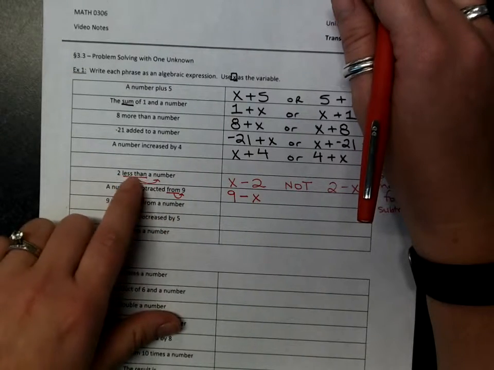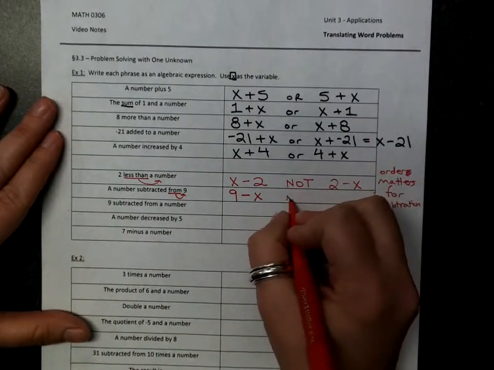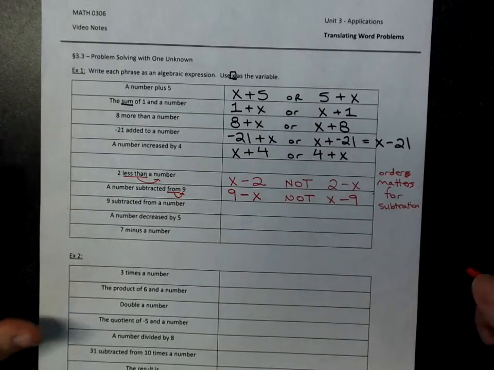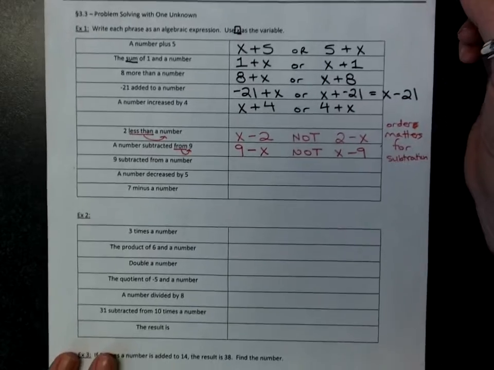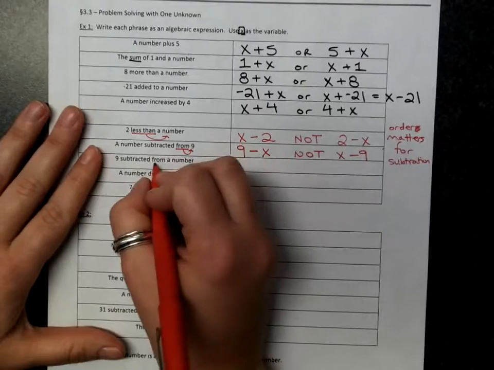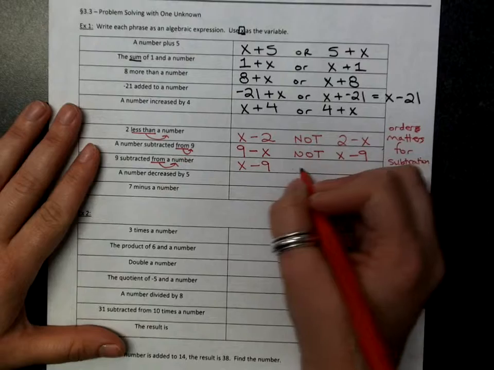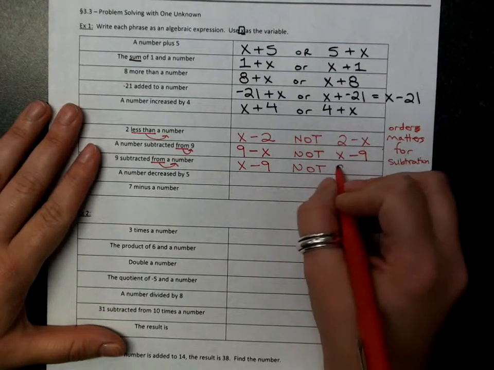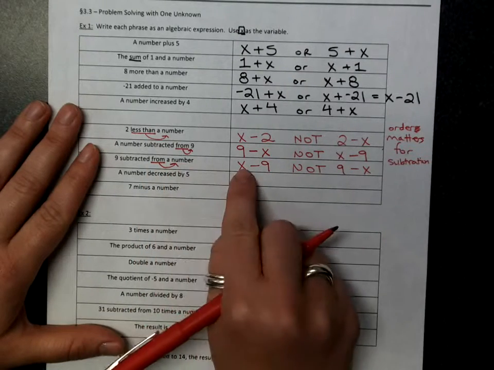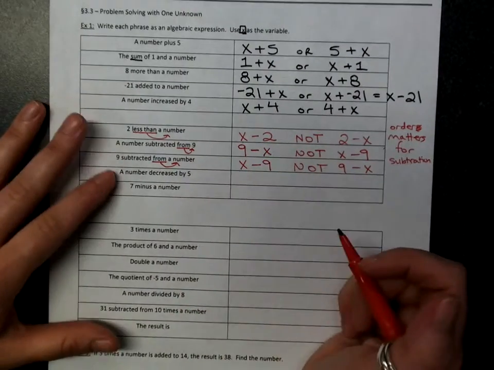So the phrase less than and the phrase from means you switch the way you see it. It cannot be the other way around. So subtraction is very specific. Here we have 9 subtracted from a number. So that would be X minus 9, not 9 minus X. So that word from means you put whatever's second first. The phrase less than, you put whatever's second first.